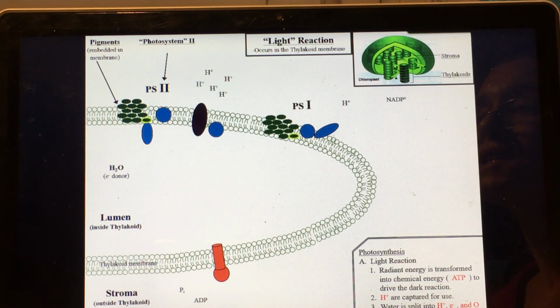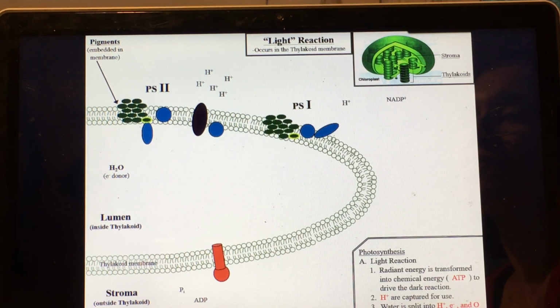So just keep in mind that even though we're starting with photosystem 2, and there is a logical progression, what happens at photosystem 1 and photosystem 2 actually happens simultaneously. I just can't talk about 2 things simultaneously. So a photosystem is a group of pigments.